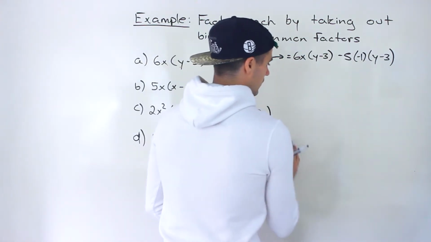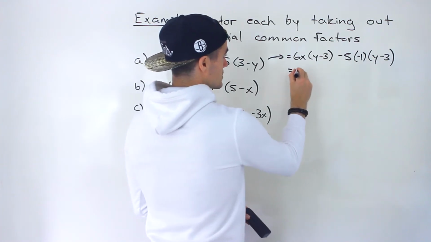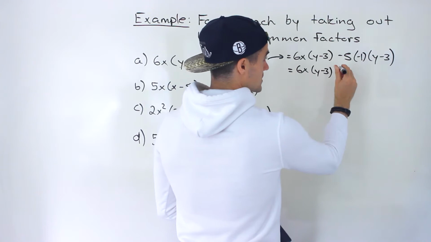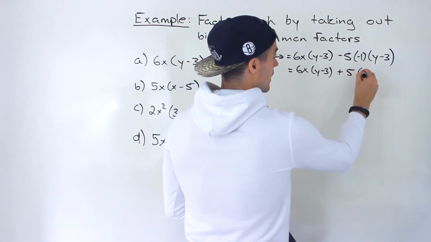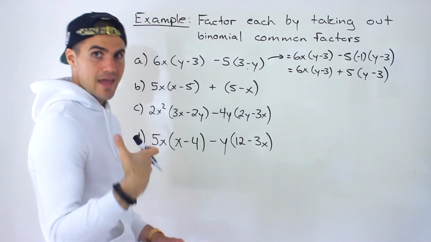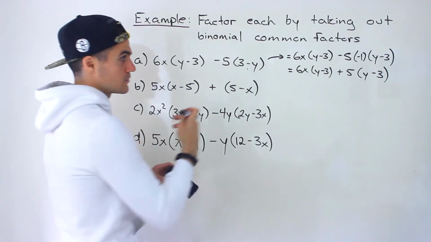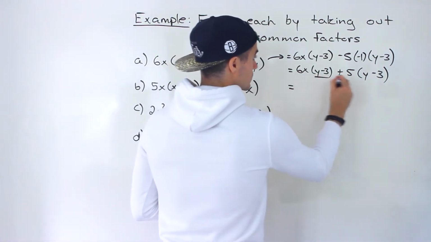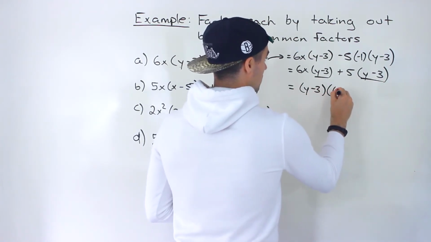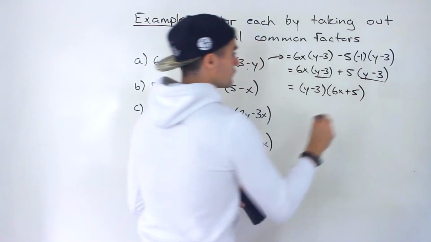And then from here, we'll have 6x, y minus 3. Negative 5 times negative 1 will give us positive 5, and we've got a y minus 3, like that. And now notice we could take out that y minus 3. Now we have a binomial common factor. And we'd be left with 6x plus 5.